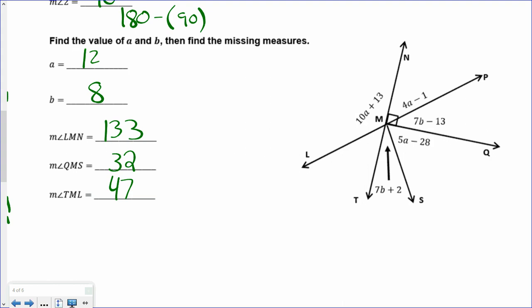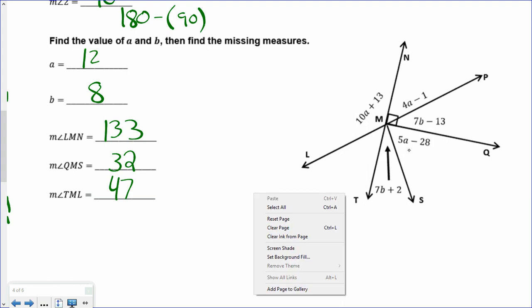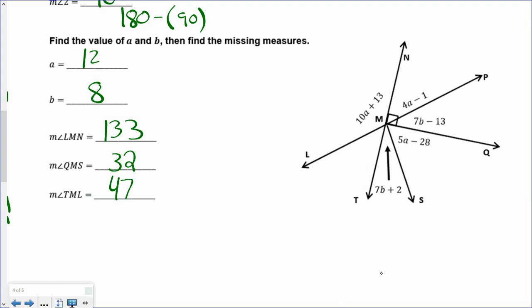So for A, you have to use two angles that have a relationship and have the actual variable in it. Can I use this angle? This angle doesn't have a relationship. Guys, focus with me, please. We can't use this angle. What's the relationship between these two? Supplementary. So you would say 10a plus 13 plus 4a minus 1 equals 180, and you would solve from there. That gives you your 12. You say that those two angles are supplementary and go from there.